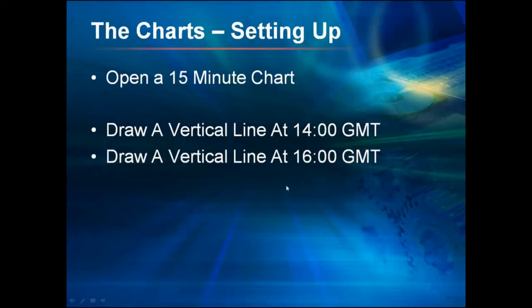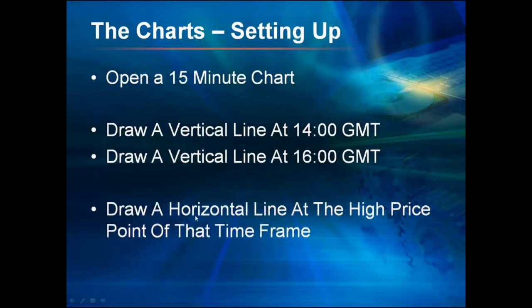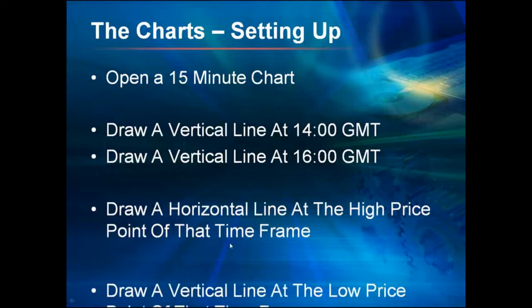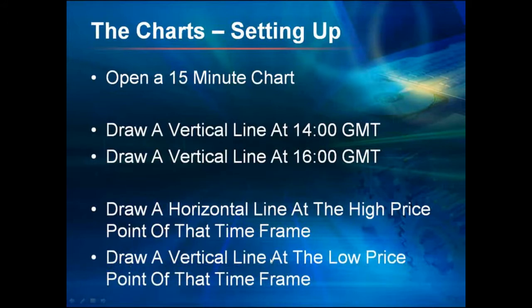We draw another vertical line at the hour 1600, and again, Greenwich Mean Time is the time zone that we're using. And then we draw a horizontal line at the high price point of that time frame, and we draw a vertical line at the low price point of the time in between that time frame. So we're going to draw 4 different lines on the chart. Instead of using indicators, we're just going to draw some lines with this system.